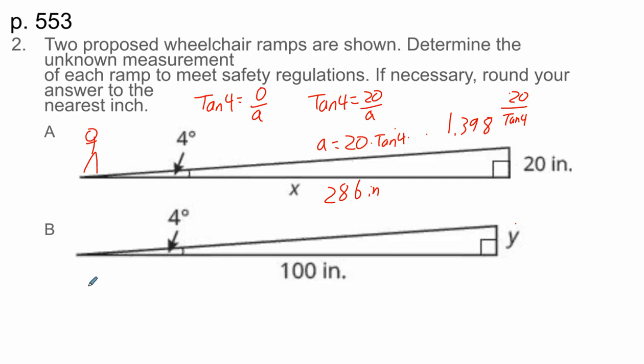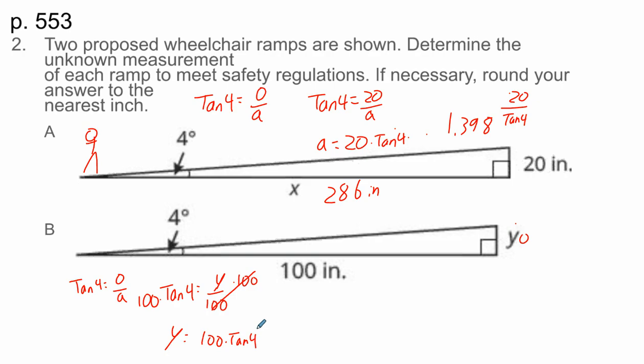Okay, got this other one. So I have the tangent of 4 equals opposite over adjacent. Opposite is my unknown, so I'm going to put my y there. And my adjacent is 100. Now, for this one, I don't need to cross multiply. That would then have the tangent of 4 on the bottom. I just want to get y by itself. So what I'm going to do is multiply by 100. So y equals 100 times the tangent of 4.